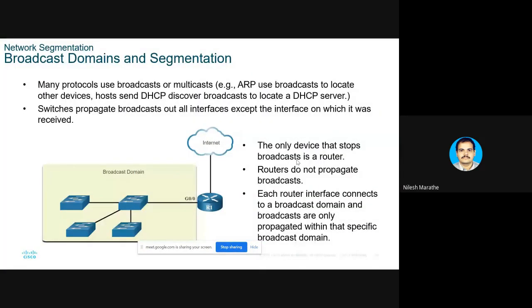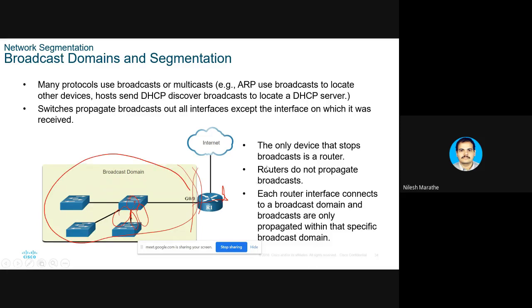For broadcast domain and segmentation, we have to consider that the only device which can stop the broadcast messages is a router. Even the switch cannot stop the broadcast message. A switch can have different collision domains, but it cannot have different broadcast domains. A broadcast domain can be stopped only by the router. What do you mean by the broadcast domain? All the broadcast packets will not go beyond this particular router. They will be limited to this region only. That is what is referred to as a broadcast domain.